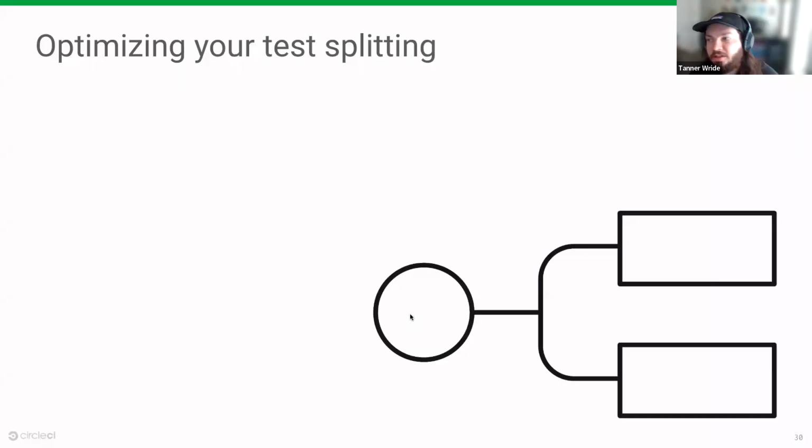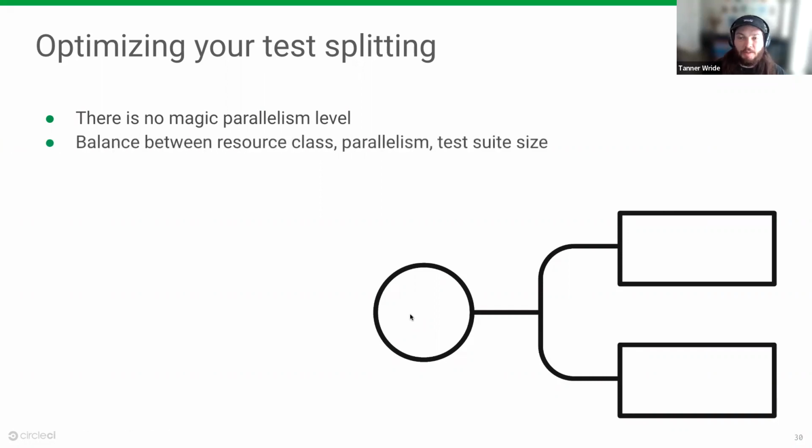So that might bring up a question on optimizing your test splitting. So what do we do from here? Unfortunately, there is no magic parallelism level that will solve everyone's problems because test suites are different, file sizes are different. So it really becomes a balance between your resource class size, your parallelism level, and your test suite size. Resource class size, we're just really talking about small, medium, large, extra large of your resource. In our example, we were using Docker small, so we just have a limited amount of CPU and RAM on that machine.